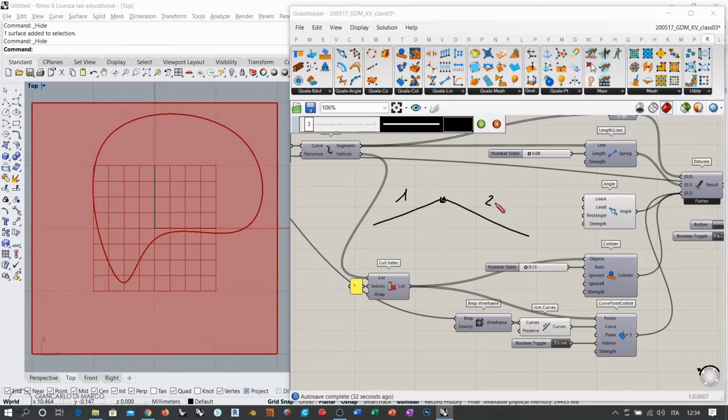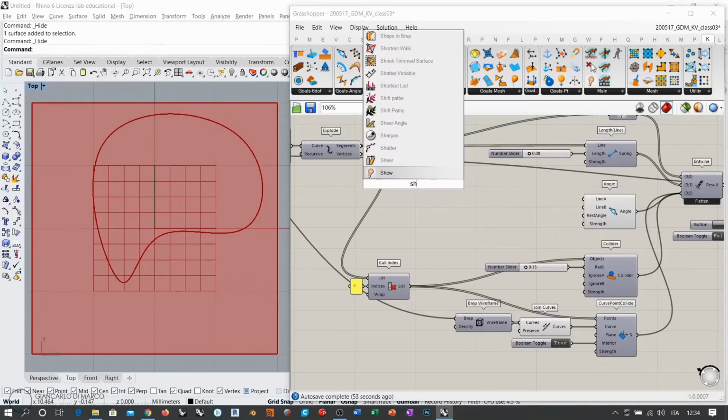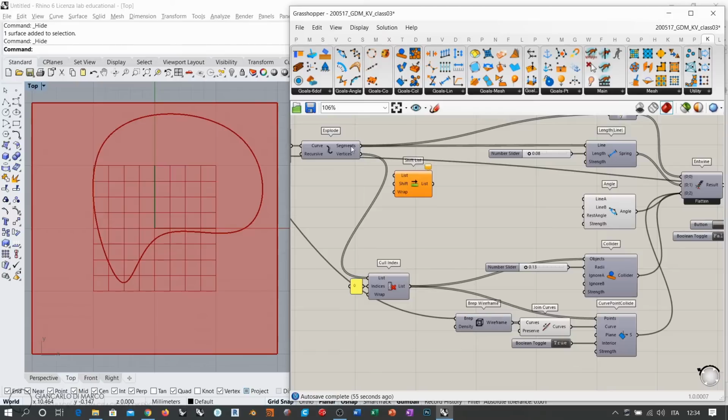Now, how can I do this when I have both line A and line B inside the same segment list? What I can do is use a shift list component in order to shift the segment position inside this list into another list where the segments are shifted by one position. So I'm going to use a shift list component and shift the list of segments.